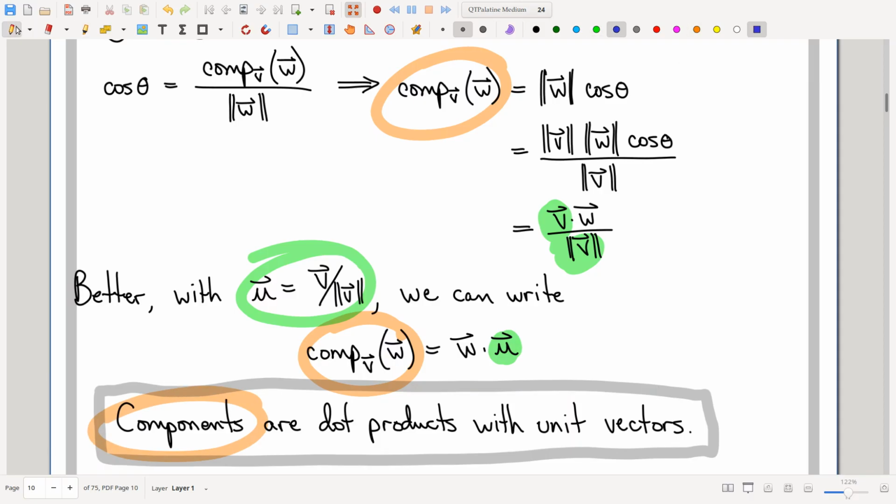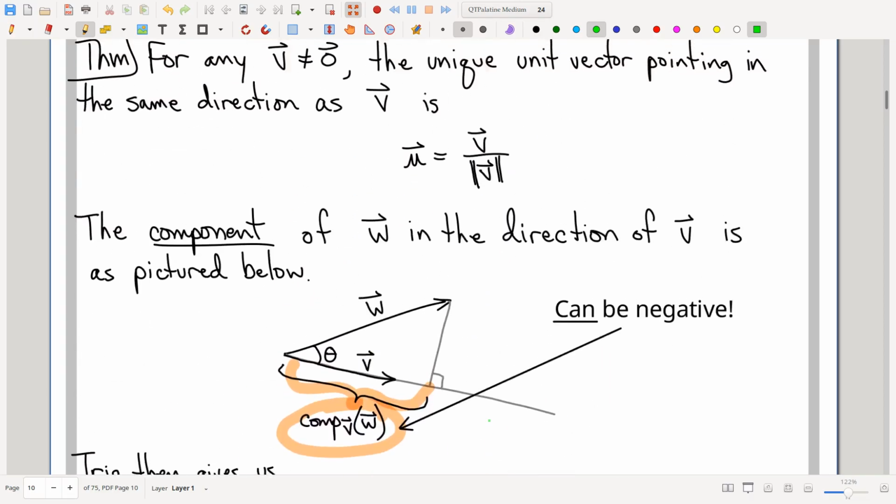Components are dot products with the relevant unit vectors. It rolls off the tongue, if nothing else, very nicely, right? Components are dot products with unit vectors. Easy to remember, right? And further, if you think about it, why are we looking at unit vectors? In what sense does it make sense that I would only be interested in the unit vector? Why don't I care about V? Why does V not even seem to show up in this formula? Well, let's go back to the picture here.